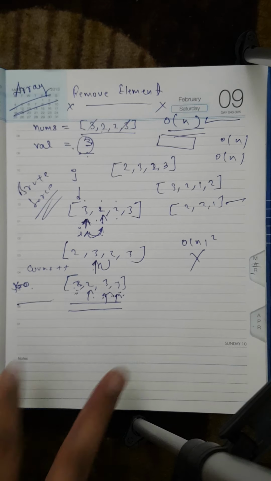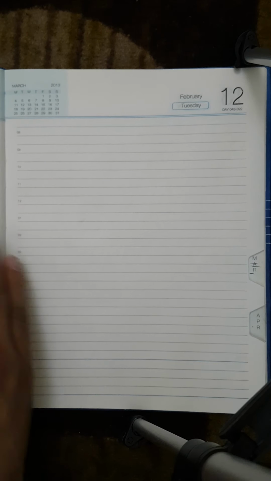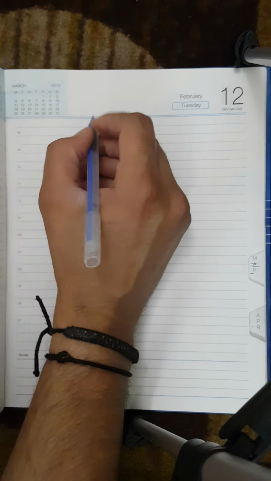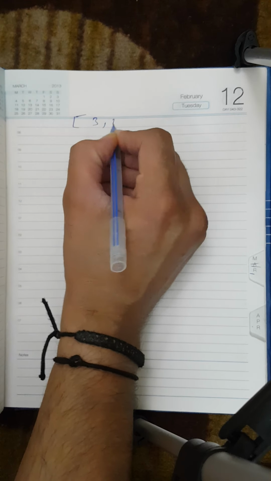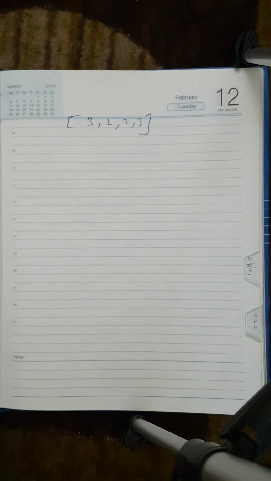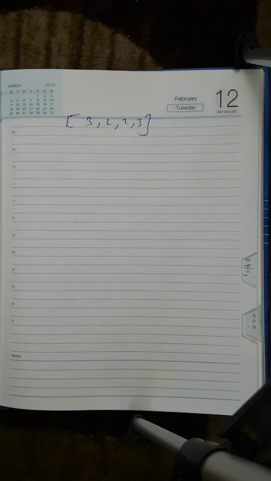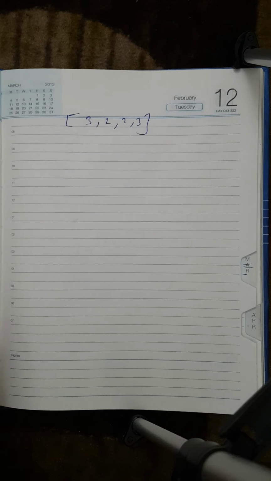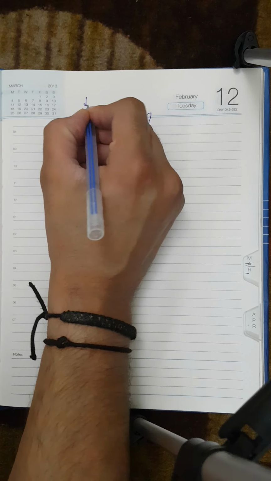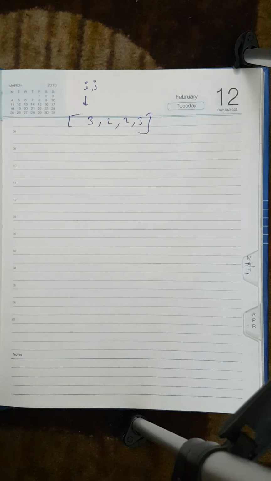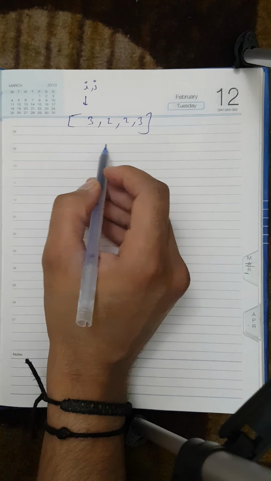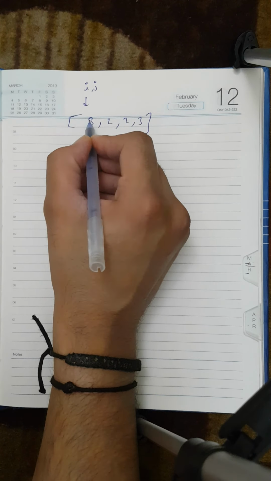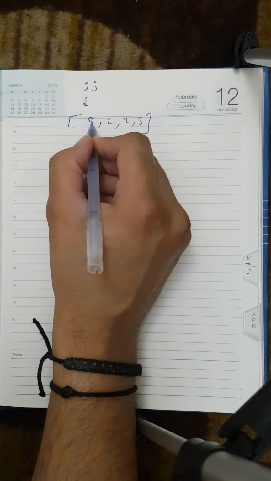So the ideal solution will be somewhat like this. Let me write the array once again. To not use extra memory here, we can use this approach: we will take two pointers again, i and j. Now we will initialize i and j with 0.